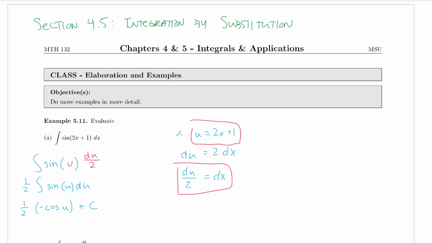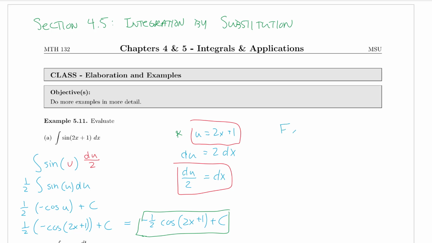And now I'm going to go ahead and substitute my u back in, so I have 1/2 negative cosine of 2x plus 1 plus c. And if I simplify that just a little bit, I get negative 1/2 cosine of 2x plus 1 plus c. And that should be my answer. Now, we can do a quick check here.